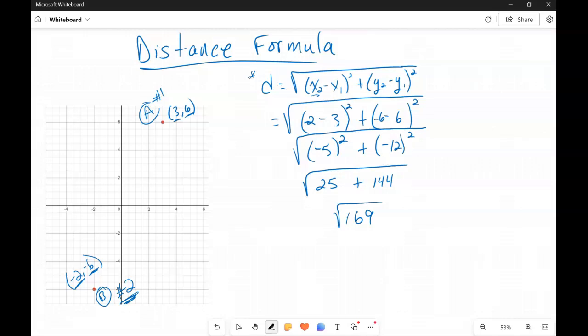If you're not aware of that, you could break this down through a process like a factor tree, but I do know that the square root of 169 is nice and comes out to be simply 13. So that means that the distance between these 2 points is 13, and that's it.